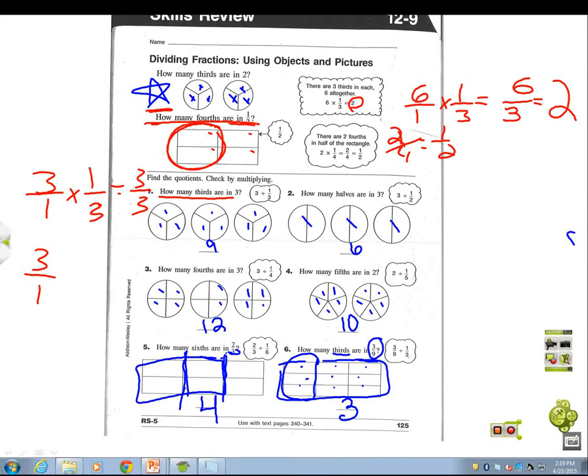When you divide fractions, you just take this number and do this to it. Remember that? You turn it upside down. So this right here is the same as doing this.